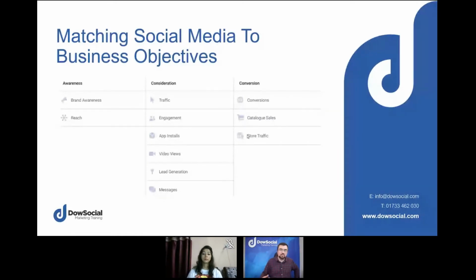But when you're using that lead generation or messages objective, it's important to note that there's always going to be a next step, normally a human step in that process, where you're going to have to convert that. So it generally works best if you've got a higher value product or service, than if you're trying to sell something for 20 or 30 pounds or rupees or dollars, depending on where you are in the world.